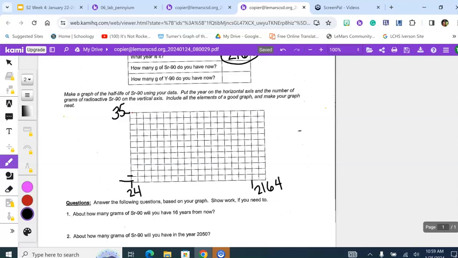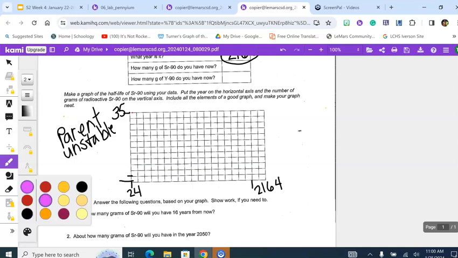Okay. Now, the parent, remember, that one's unstable. But because of the law of conservation of mass, the parent doesn't just decay into nothingness. The parent turns into a daughter, and that one is yttrium 90, and that is stable. So when you did your graph yesterday, if you did a smooth curve here, it should have looked like that-ish.